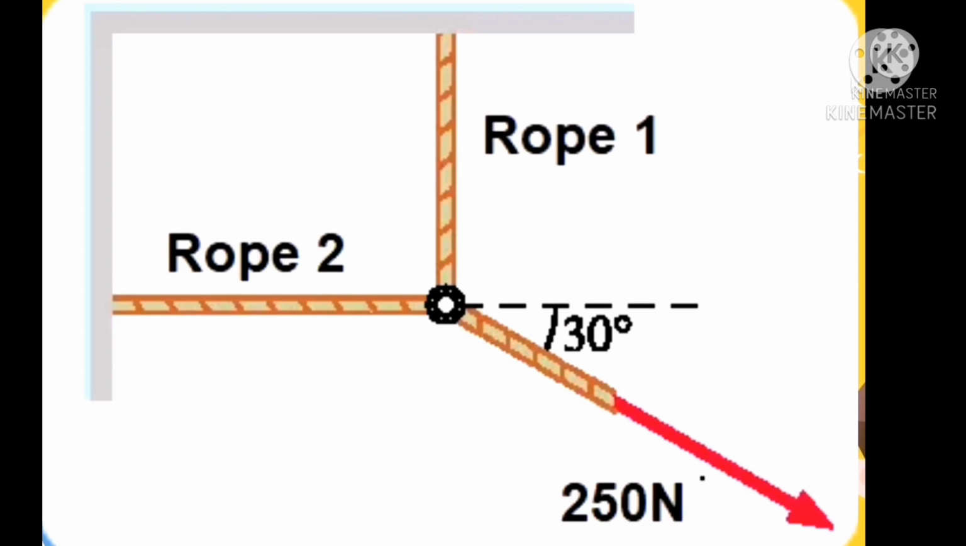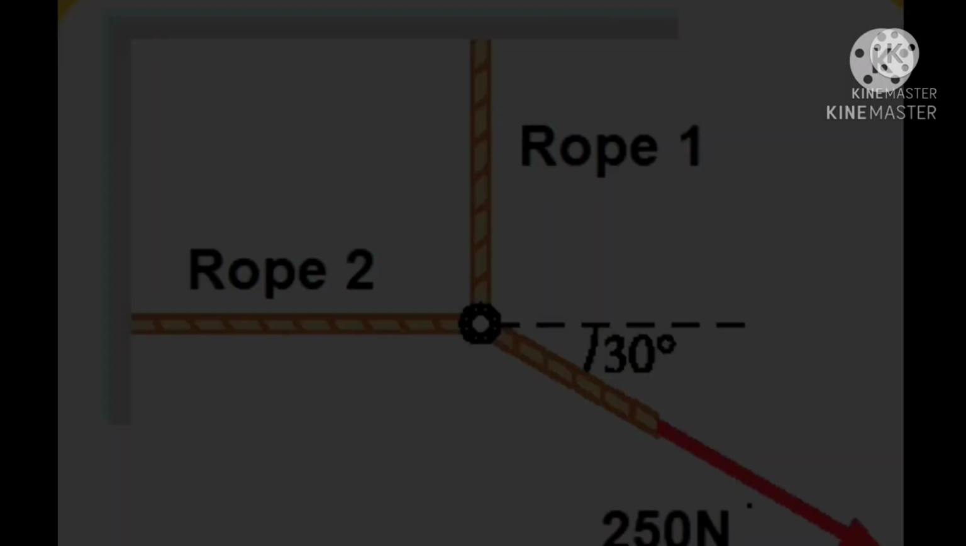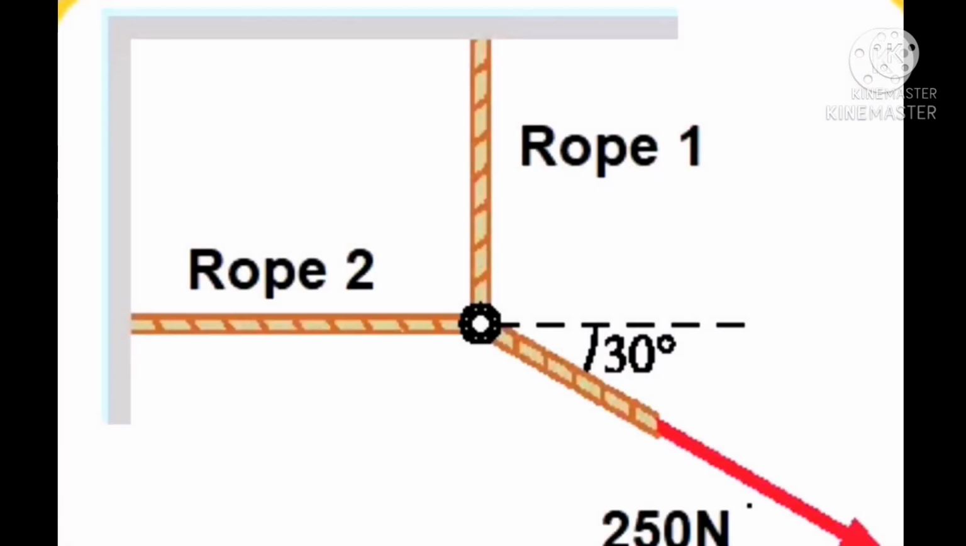Since the ring is in equilibrium, the net force acting on it must be zero. This would imply that the sum of all the forces acting on the ring along the horizontal and the sum of all the forces acting on the ring along the vertical must be zero. Three forces are acting on the ring, namely the tension in rope 1, tension in rope 2, and the tension in rope 3.